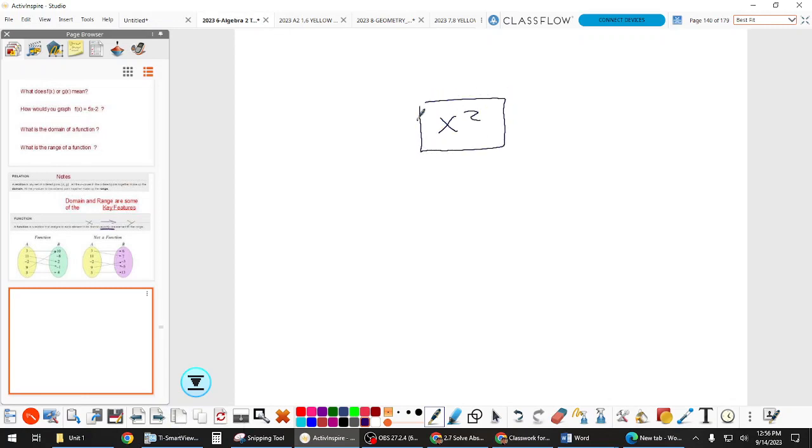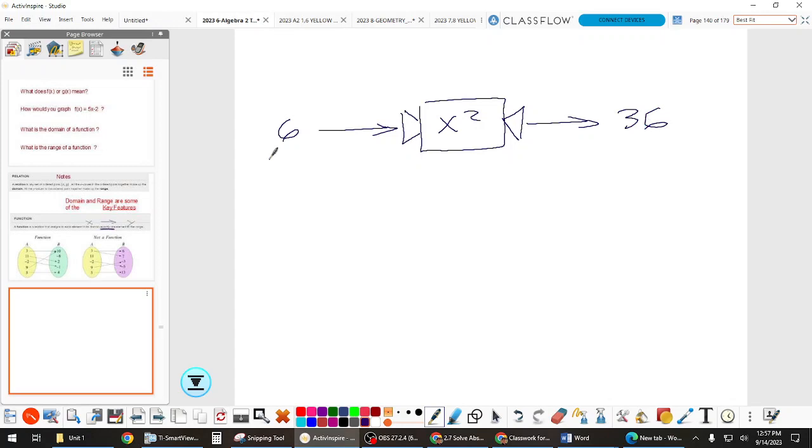So if we think of it, and you've probably seen a silly picture like this before, think of it like some kind of machine that you put stuff into. It does something, so the function does something to the value, and then spits out an output. So if we put 6 into this function, what is our output?